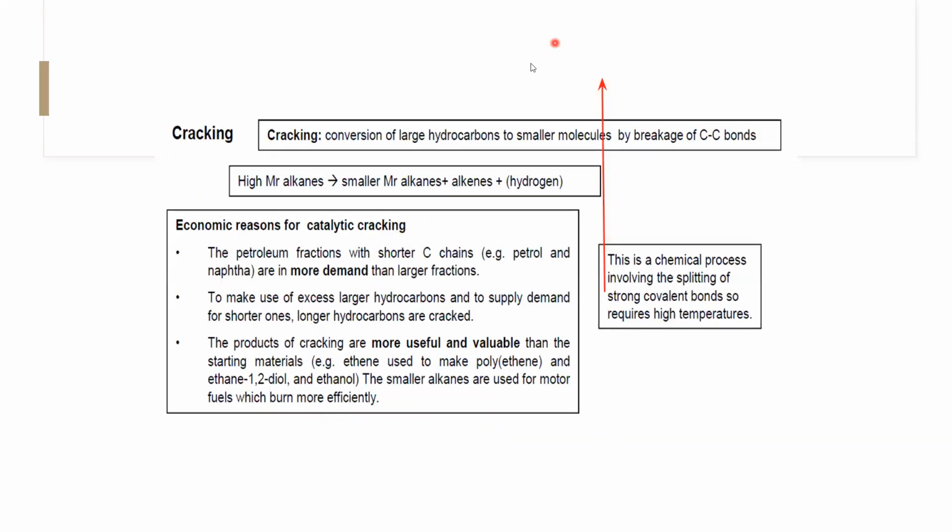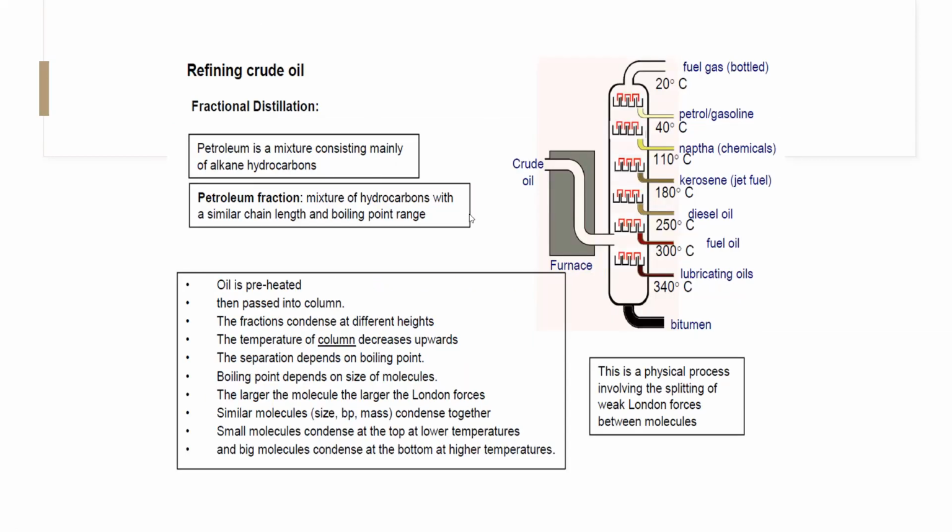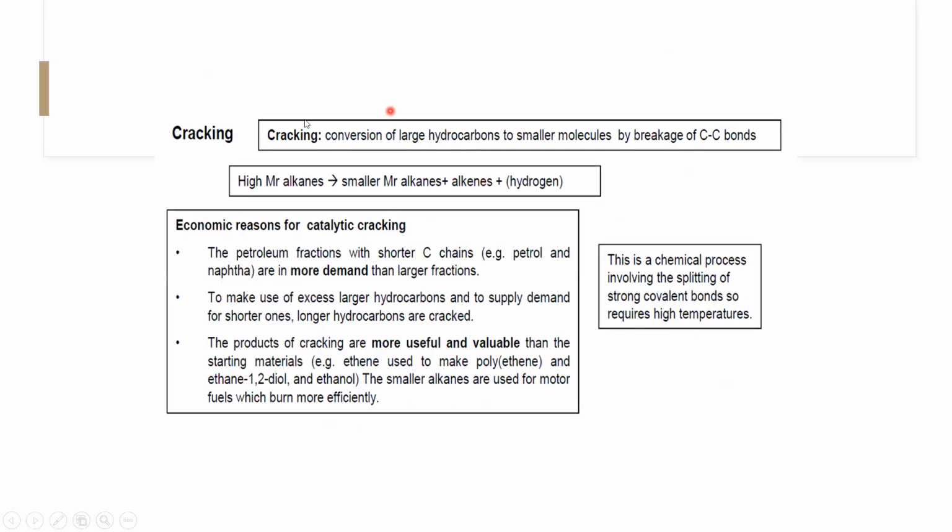Then normally the fractions which we obtain from the crude oil are large fractions. So large fractions are not useful, like they don't have too many uses. The small fractions are more useful. So what we do, we carry out a process which we call cracking. What is the meaning of cracking? The term cracking means we convert the large hydrocarbon into small molecules.